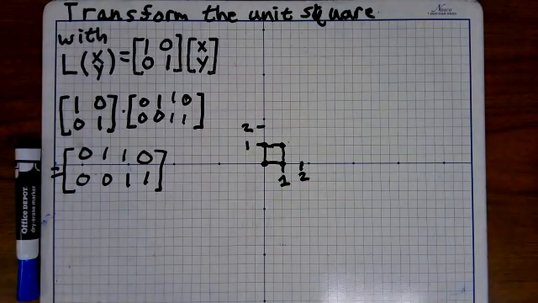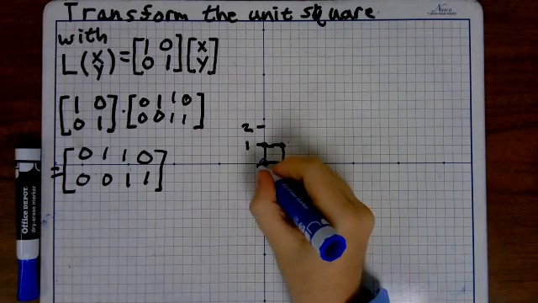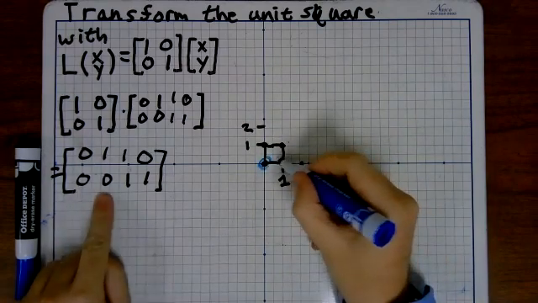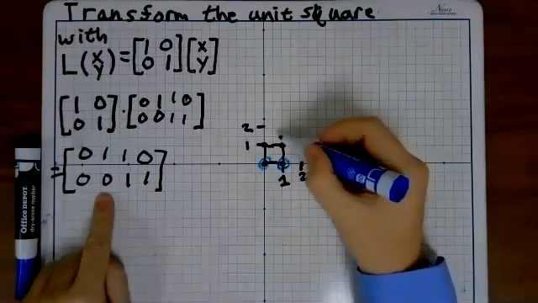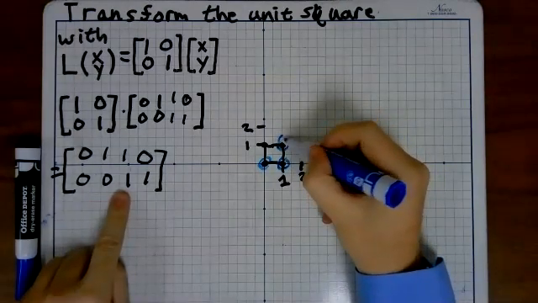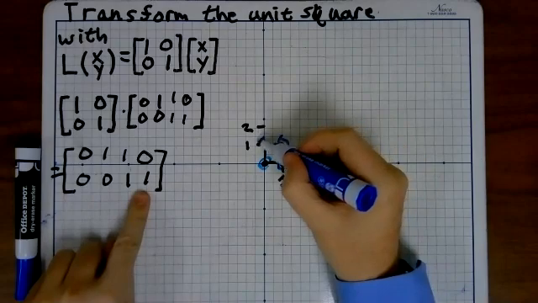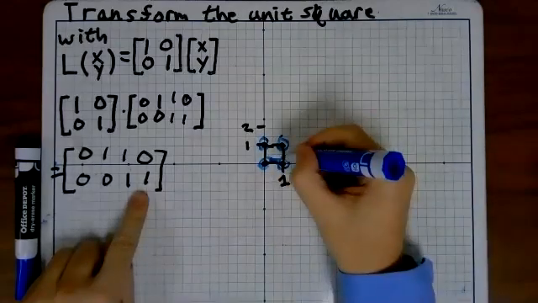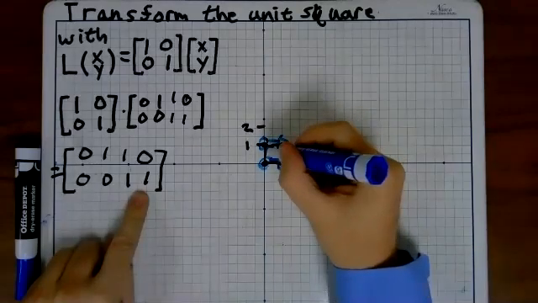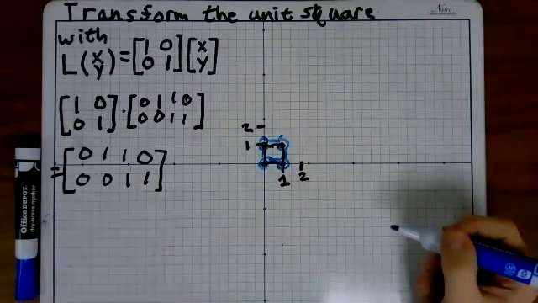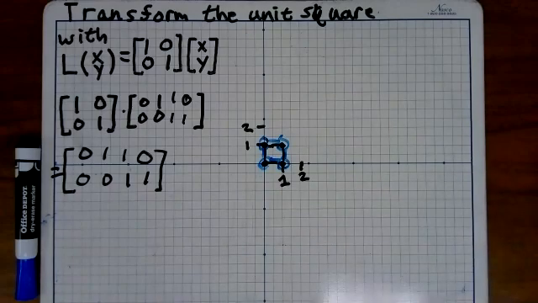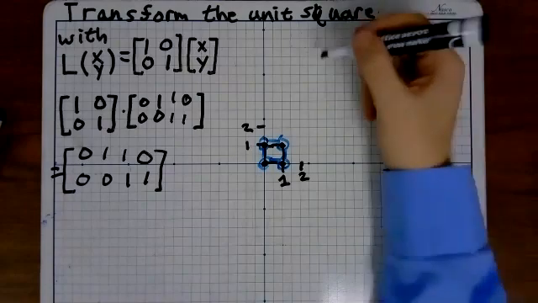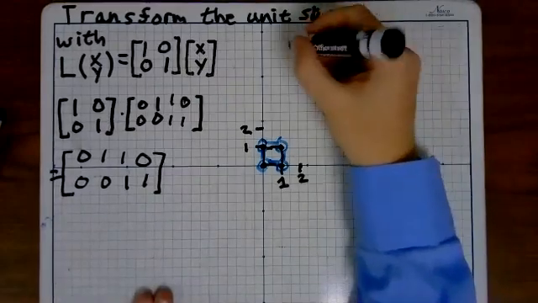So that gives us points at 0, 0, 1, 0, 1, 1, and 0, 1. None of our points seem to have moved. It looks to be exactly the same. So this resulted in no change.